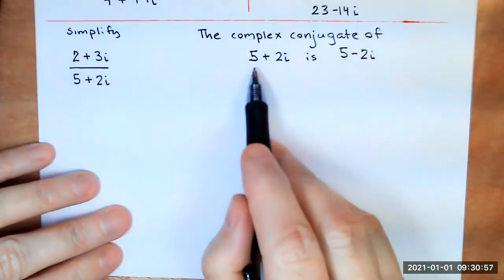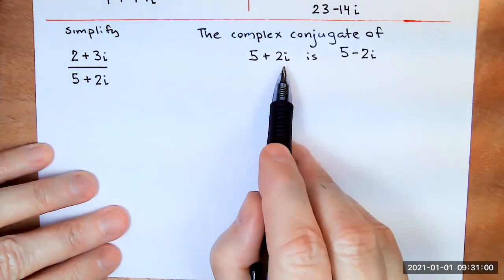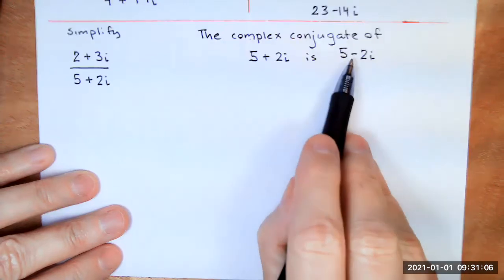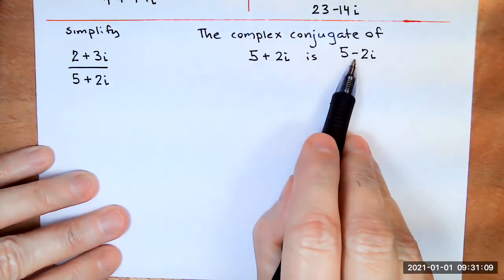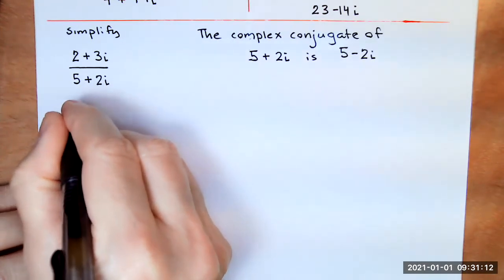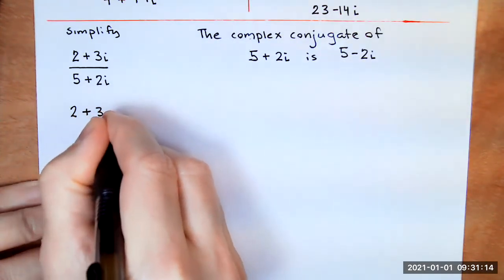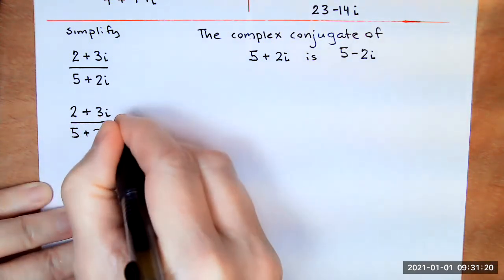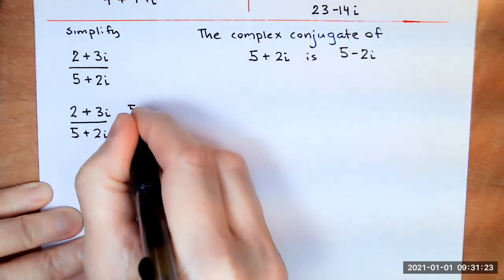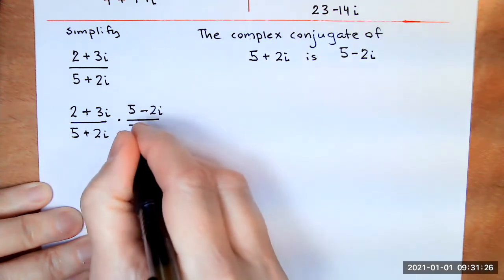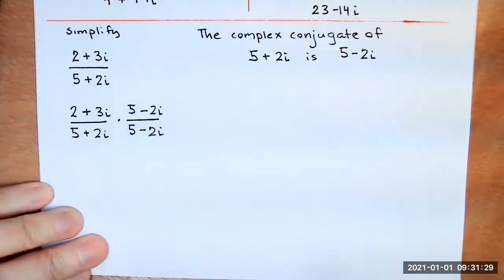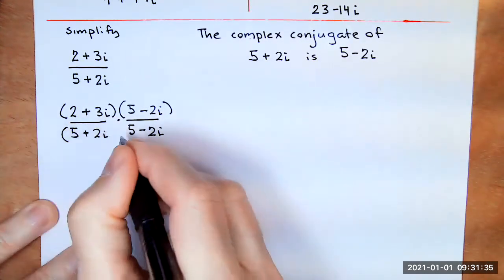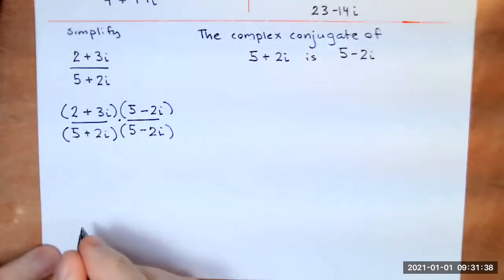The complex conjugate of 5 plus 2i is 5 minus 2i. So it's the same parts with the middle sign changed. And we're going to multiply by a fraction that's equal to 1, which is composed of the complex conjugate over the complex conjugate. And it would probably be a good idea to put parentheses so that you remember to distribute.